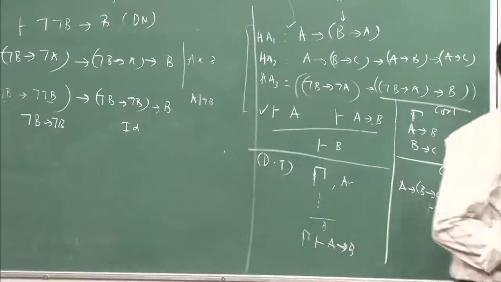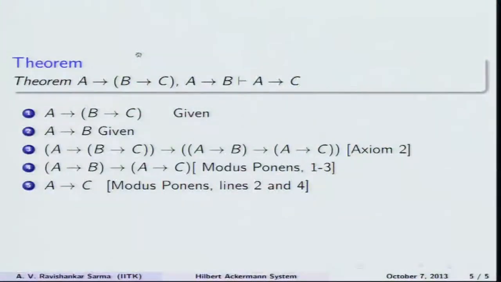So now let's see how we can do it. First thing, which you will find on the slide, is that A implies B implies C is what is given to us. And A implies B is already given. So these are the two things you find in the hypothesis. Now using axiom number 2, that is A implies B implies C is A implies B implies A implies C. So that is the axiom that we will make use of.